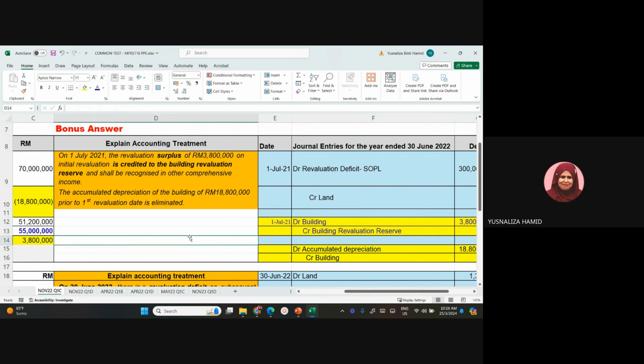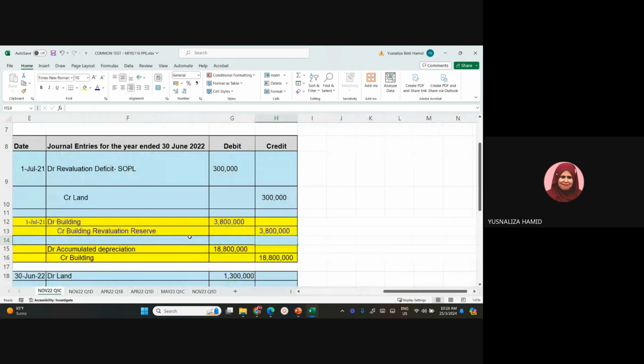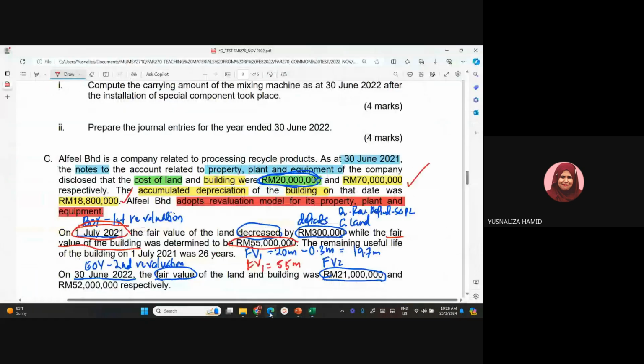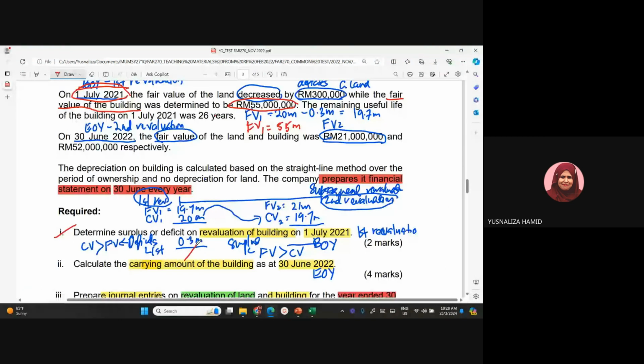Okay, that was for the first one, for building. And earlier on, when we were doing for land, remember we did for land earlier, there was a deficit, right, of 300,000 for our first revaluation. Let's go back to the timeline here. So here, deficit, right? And then the second one is a surplus.